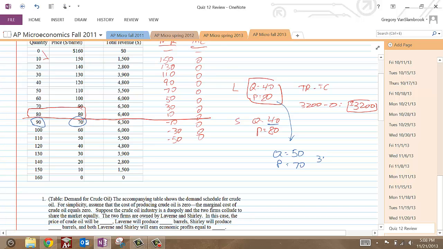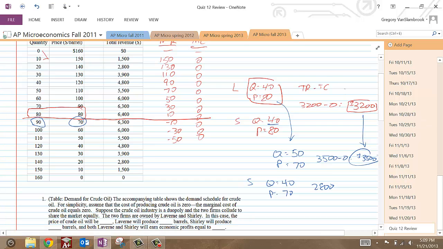Notice that our profit, 3,500 minus 0, is 3,500. Laverne's made herself better off by cheating, by producing more. Even though the price is down, she's producing enough more that her profit goes up from 3,200 to 3,500. Shirley's much worse off. She's still only selling 40 units, but now she's got to drop the price to 70, and so she's making $2,800 in profit.